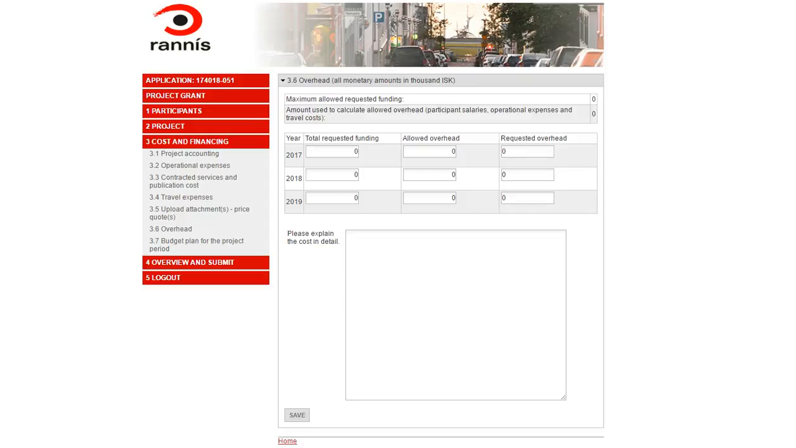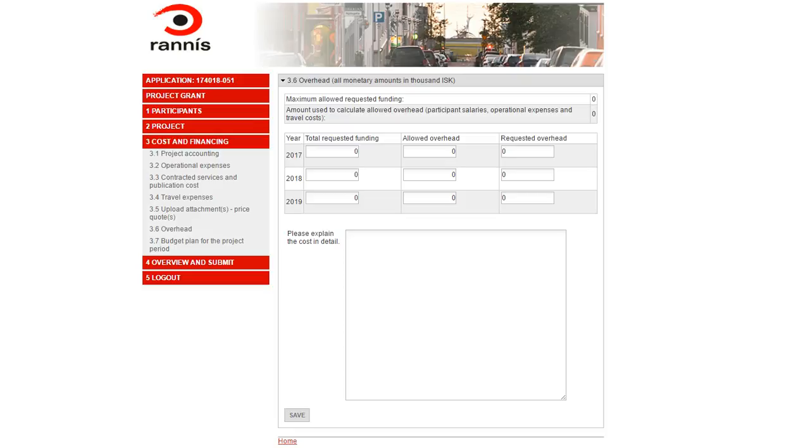In Section 3.6, you can apply for overhead costs for this project. The overhead can be up to 25% of the project cost. The overhead amount will be added to the project cost, and this means that the total amount of the grant, with the overhead included, may be higher than the maximum amount for a given grant type specified in the handbook.